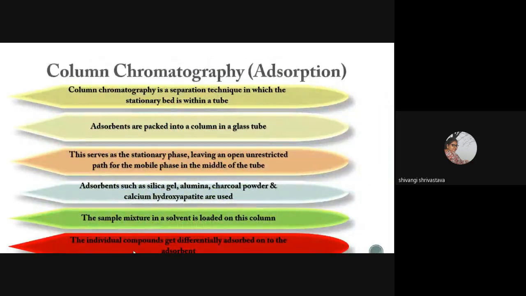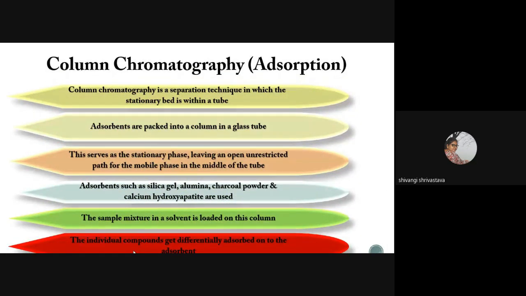So here's the first, column chromatography, which is used conventionally. So what is that? It is a separation technique which contains a stationary bed within a tube.